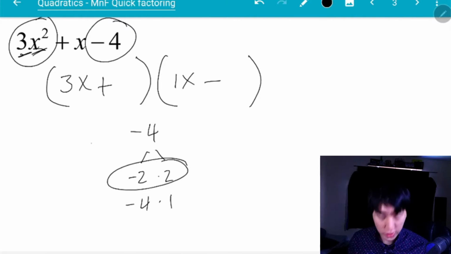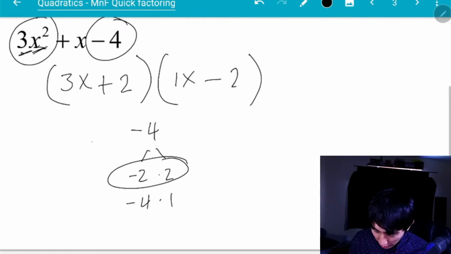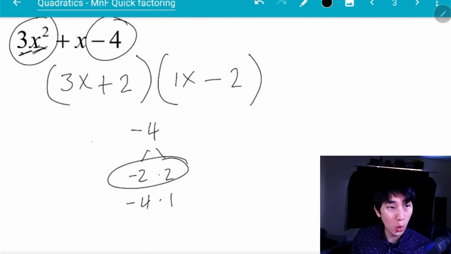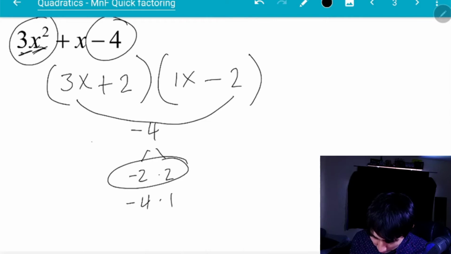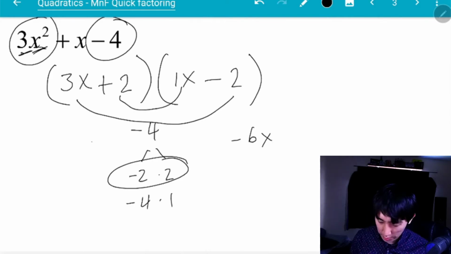So I'm going to pick this first one here just because I wrote it down first. So I'm going to put the positive 2 here. I'm going to put the negative 2 here. Now we do our OI test. So we do 3 times negative 2, which gives us negative 6x. And 2 times 1x, which gives me 2x. And when we add them together, we get negative 4x.